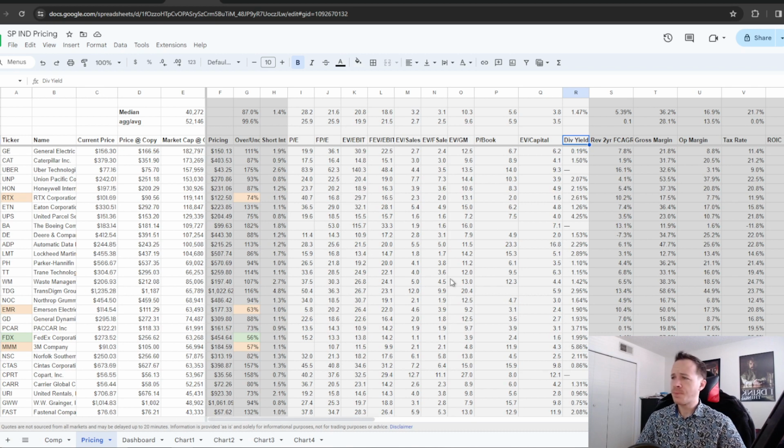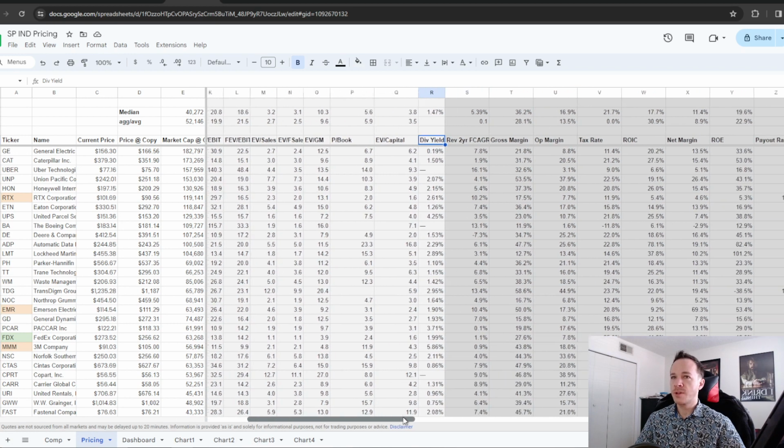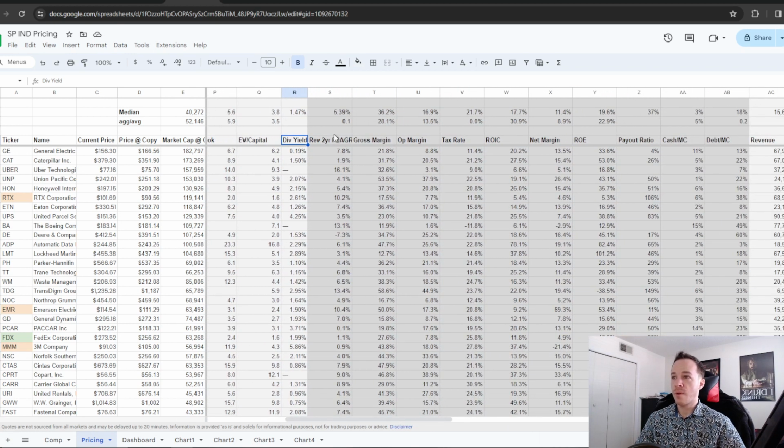And if, for example, a company has a PE ratio over 100, to me, that kind of starts to end up being a bit like an outlier and often skews up against, say, companies with multiples of like 10 to 20. And then likewise, we are using fundamental metrics over here to the right of revenue 2-year forward CAGR, according to analysts, gross margins, operating margins, tax rate, return on invested capital, net margins, return on equity, payout ratio, cash to market cap, as well as debt to market cap ratios.